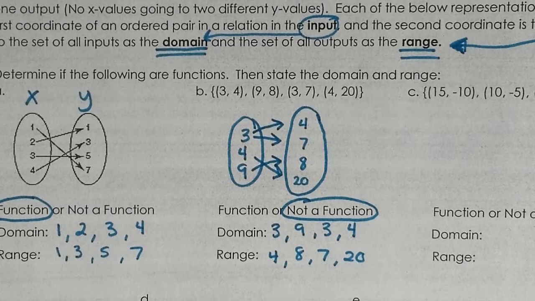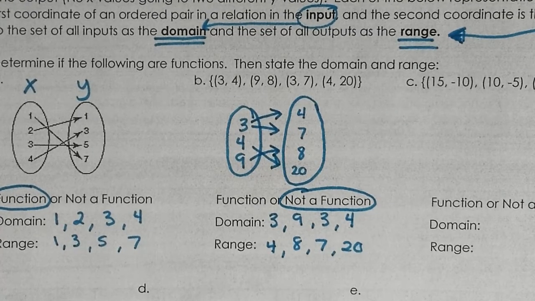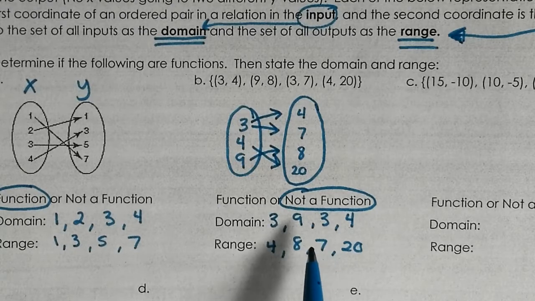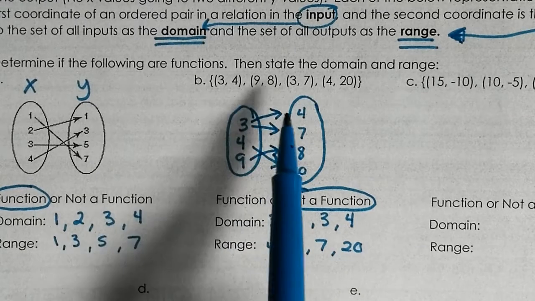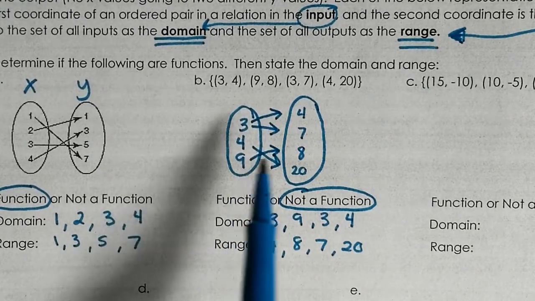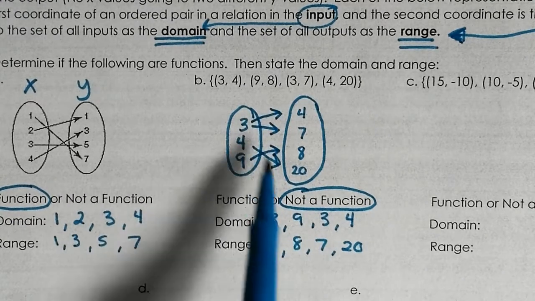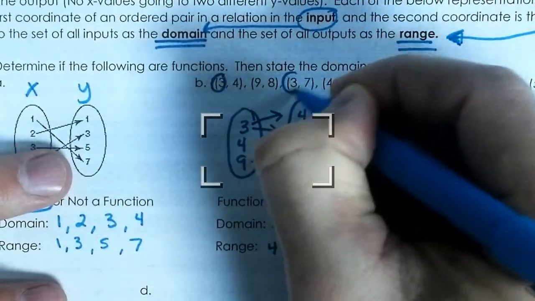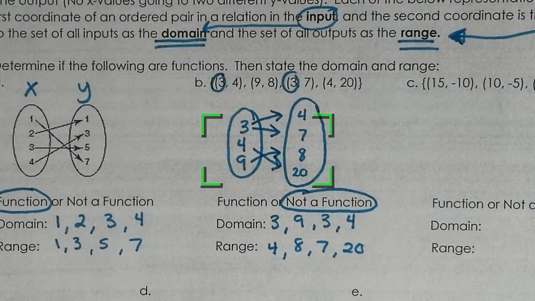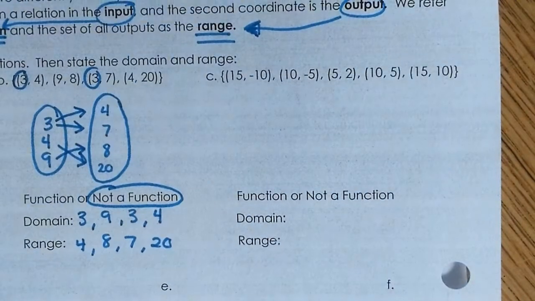Alessandro, what's up? Why does 3 go to the 7? Because the second 3 goes to 7. You see that 3 right there goes with that 7? And look up here, Alessandro. It says 3 to 4, so 3 goes with 4. 9 to 8, 9 goes with 8. 3 to 7, so 3 goes with 7. And then 4 to 20, 4 goes with 20. Does that make sense? So notice the issue is this 3 right here. We can't have an input with multiple outputs. It can only have how many outputs? One. Good work.